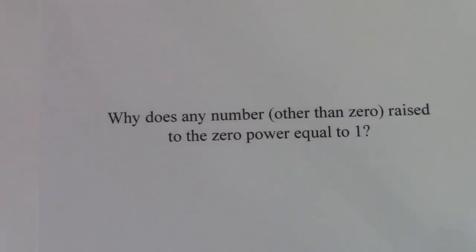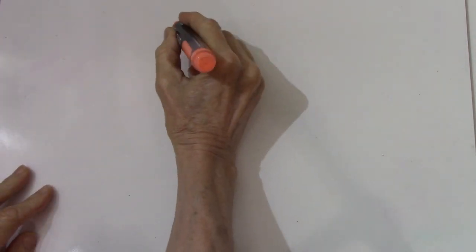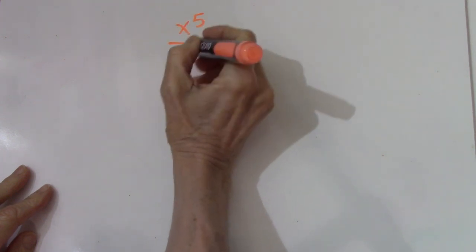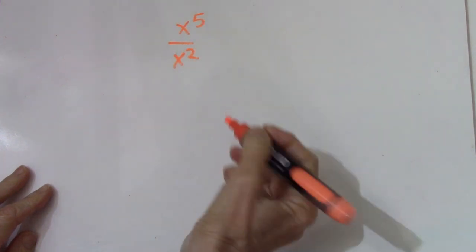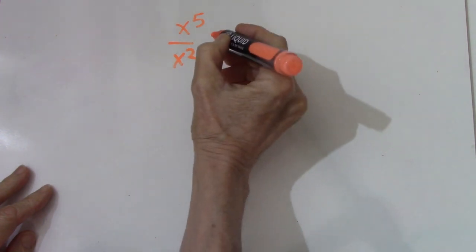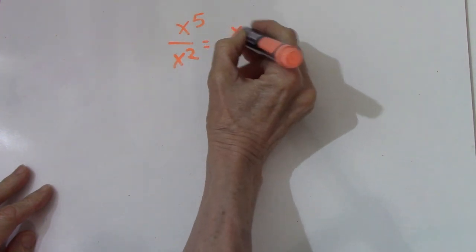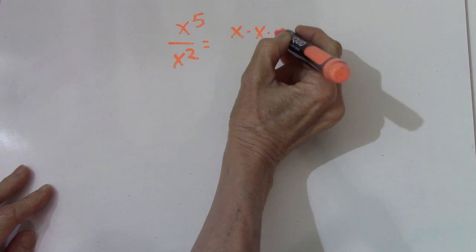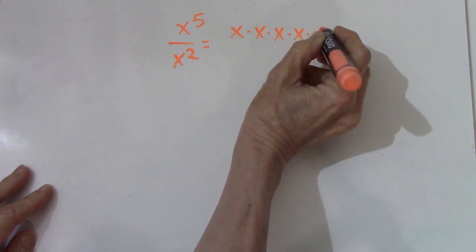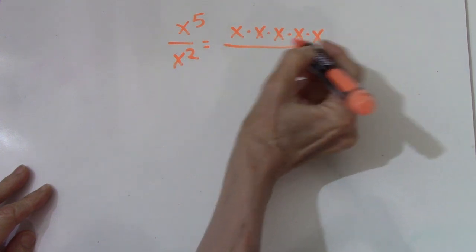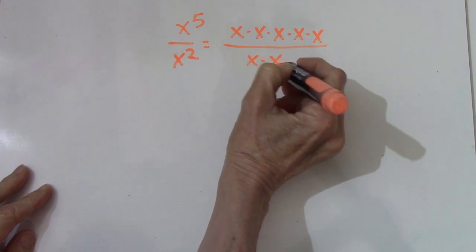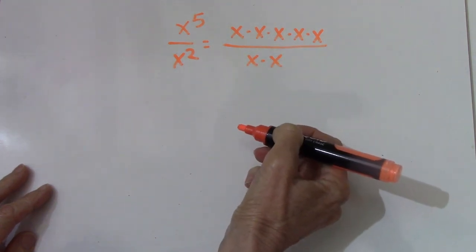Hello, this video will show you why any number other than 0 raised to the 0 power equals 1. Suppose we have the fraction x to the 5th divided by x squared. So we know that x to the 5th means we have x times x times x times x times x, 5 times, over x squared, 2 times, or x times x.